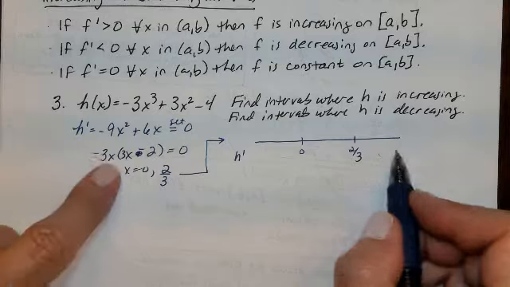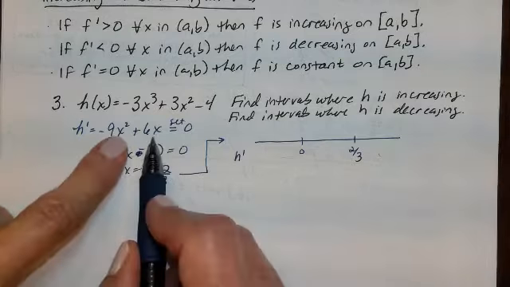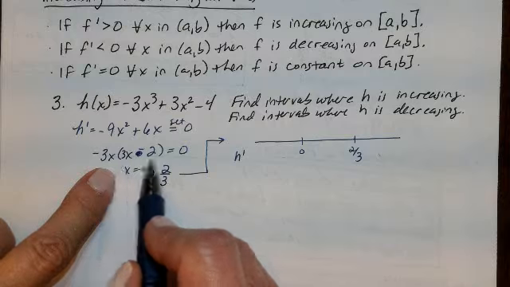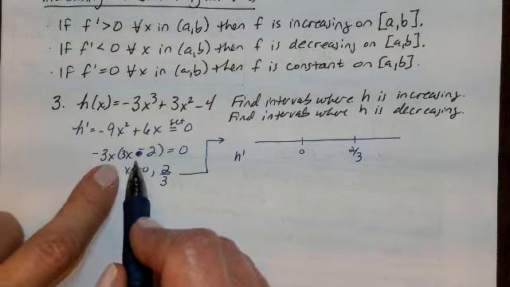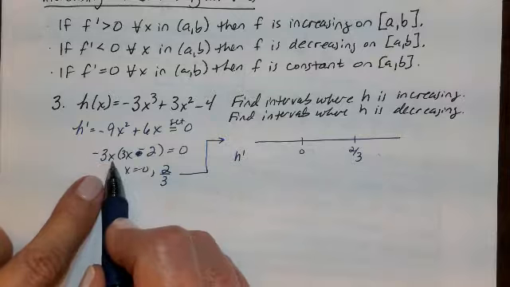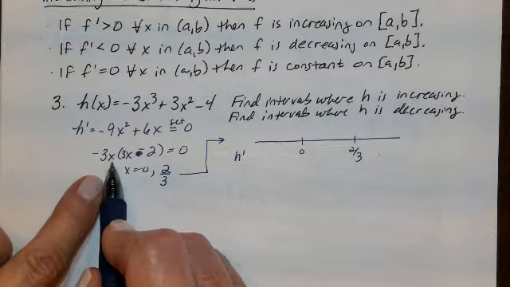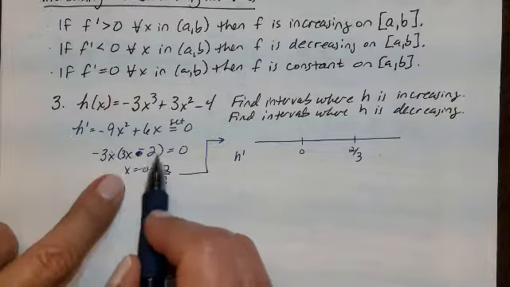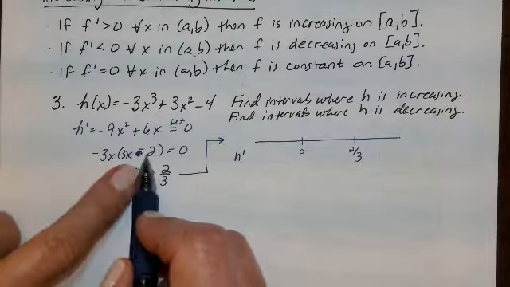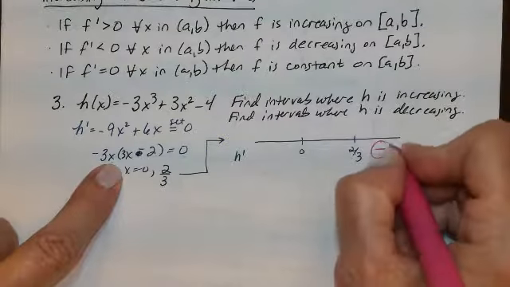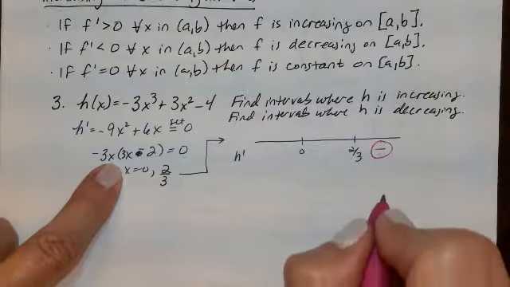If I pick 10, I could either put it in here or I could put it in here. It's usually easier to put it into your factored form. Not always, but usually. So if I put 10 in for x, I don't care what the number is, I only care what the sign is, right? This would be negative. This would be positive. Negative times positive is negative, so over here we have a negative piece.